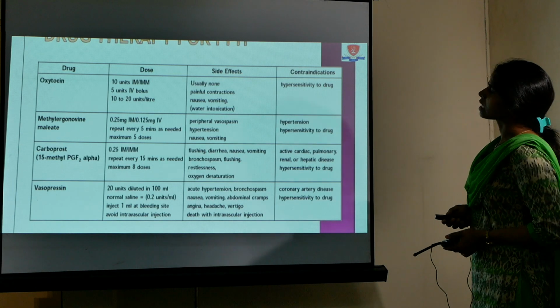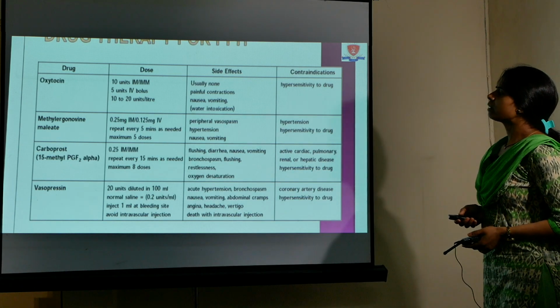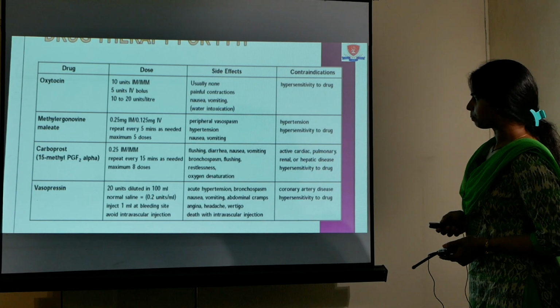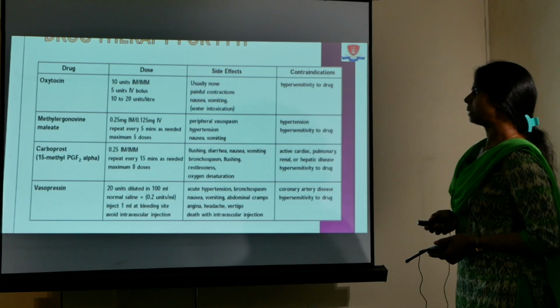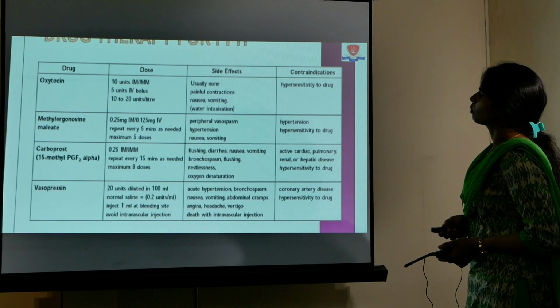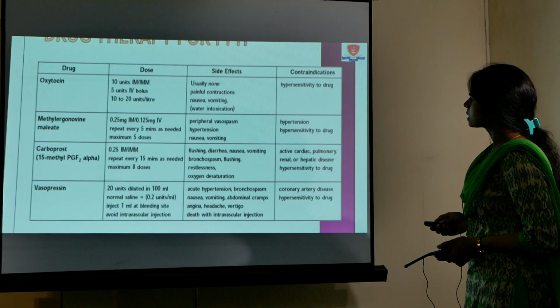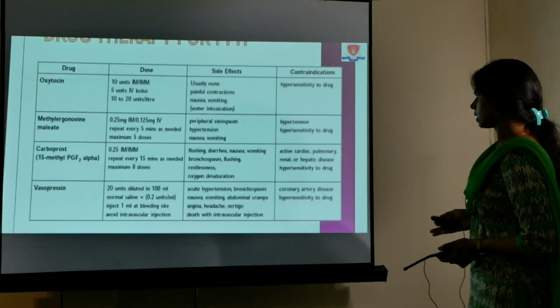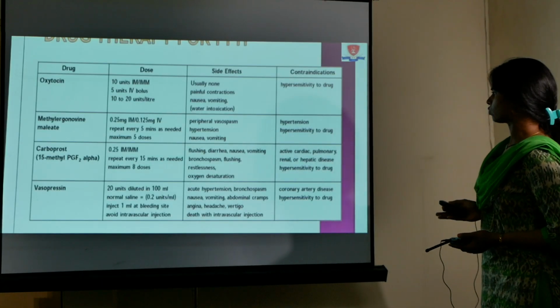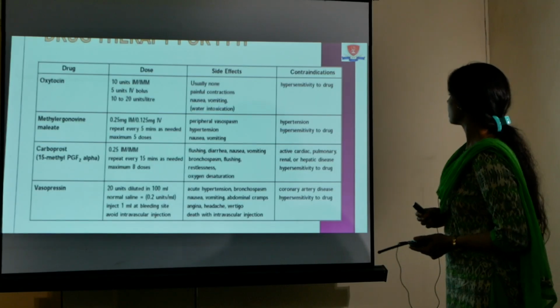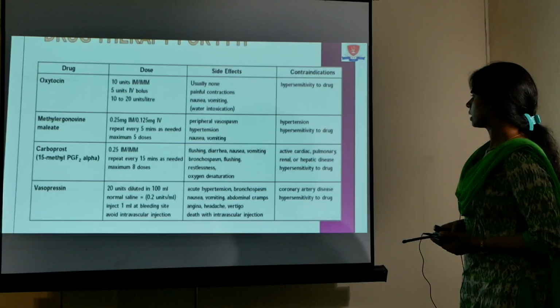The third drug is carboprost, which is 15-methyl prostaglandin F2 alpha. It is given as 0.25 mg IM, and repeated every 15 minutes as needed, maximum up to 8 doses. It causes flushing, diarrhea, nausea, vomiting, bronchospasm, restlessness, and oxygen desaturation. It is not given in patients with active cardiac, pulmonary, renal, and hepatic disease, or those hypersensitive to the drug.